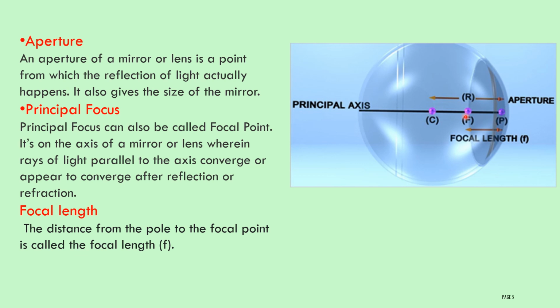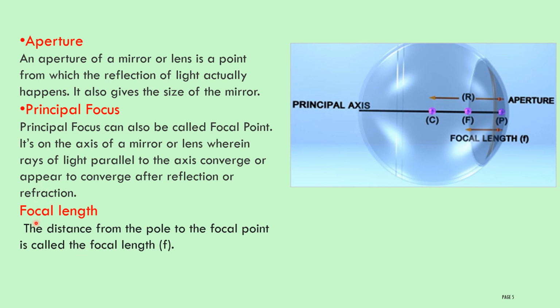In some lenses the rays will converge. In some lenses the rays will diverge. After diverging, if you extend the lines, then they will meet at a single point. Again it will converge. At that point we will call it the principal focus. Here in the principal focus, the parallel beam of rays falls on the curvature and they will meet at a single point. That point we will call the principal focus.